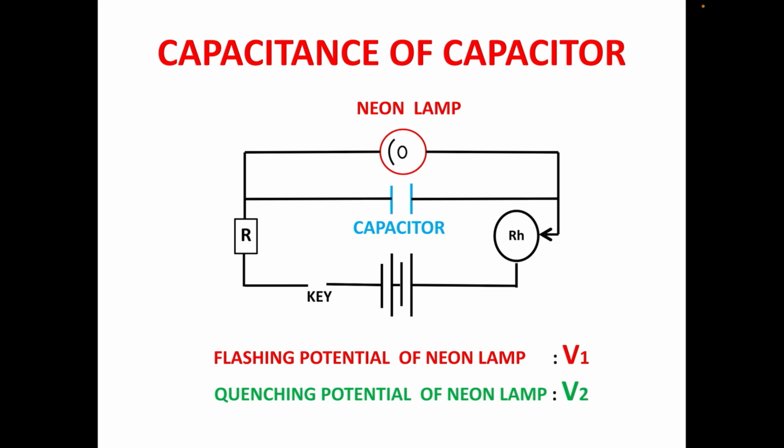As the potential across the capacitor becomes as low as quenching potential of neon lamp, say V2, the neon lamp ceases to glow for some time. During the time neon lamp does not glow, the capacitor continues charging and the neon lamp again starts glowing as the potential across the capacitor reaches flashing potential of neon lamp V1. In this way, the process of flashing and quenching of neon lamp repeats periodically.